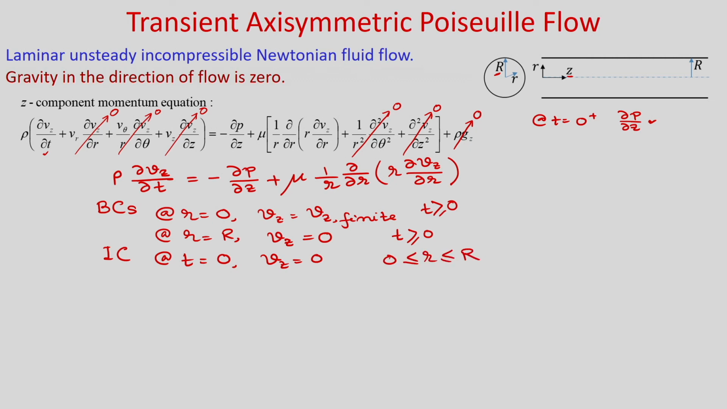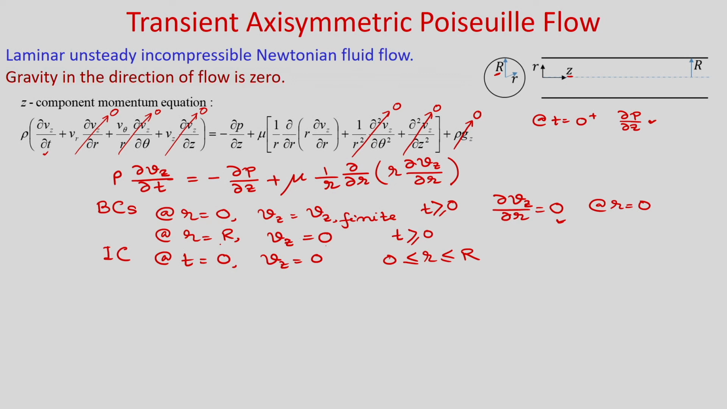At r equal to 0, you know that you will get maximum velocity at the center line. So this you can also write as del v z by del r is equal to 0 at r equal to 0. If you see the boundary conditions, in the r direction you have two homogeneous boundary conditions, the homogeneous Neumann del v z by del r equal to 0 at r equal to 0, and v z equal to 0 at r equal to R. So r is the homogeneous direction.